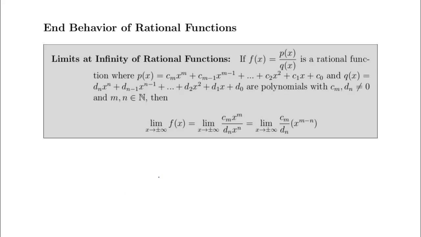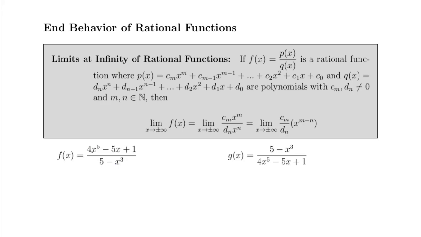If this function is a rational function, p of x and q of x are polynomials, then the limit at infinity, whether it's positive infinity or negative infinity, is really just the same thing as the ratio of the largest terms here. Here's some examples that we can look at.